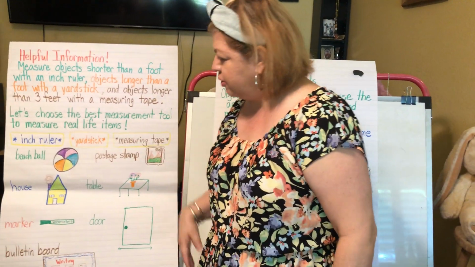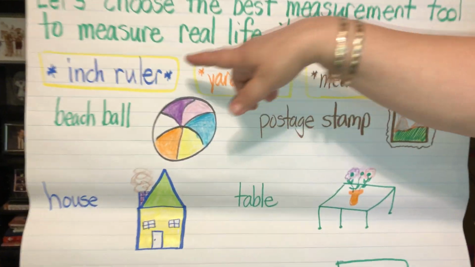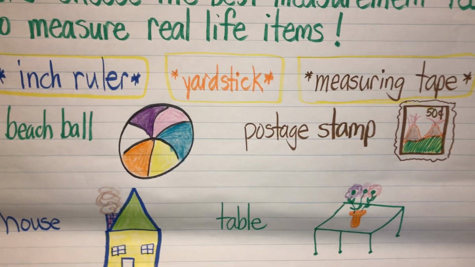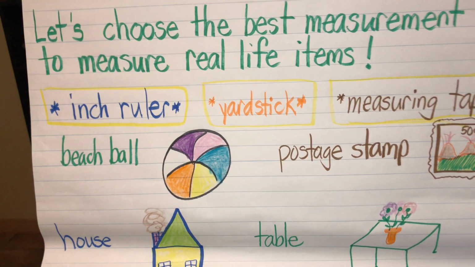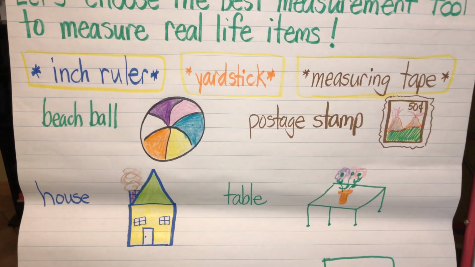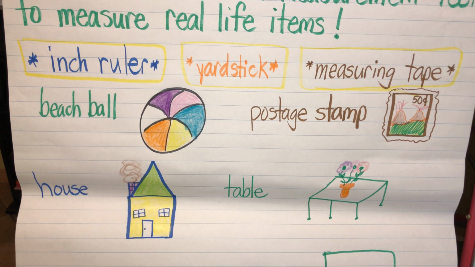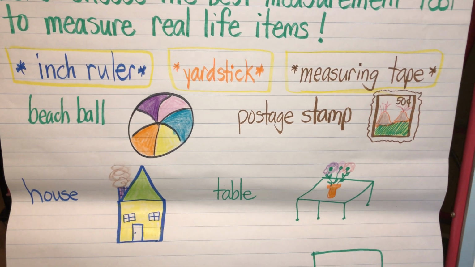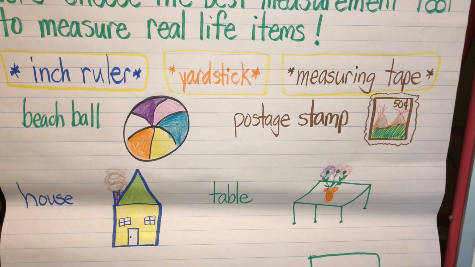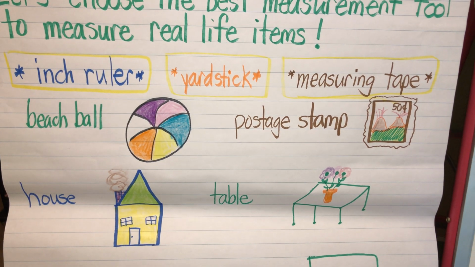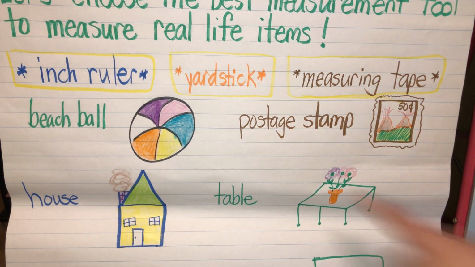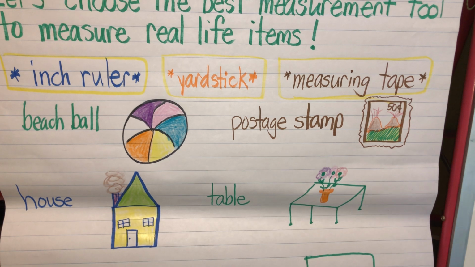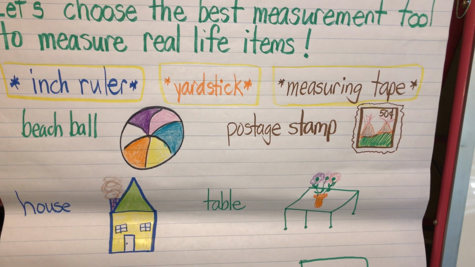Now, let's look at the bottom part of our poster here. So we have inch ruler to choose from, yardstick, and measuring tape or tape measure, whichever you prefer to call it. And we're going to think about the best measurement tool to choose to measure these real life objects. So real life objects, not the pictures there, but real life objects. So let's say I want to measure a beach ball. Think about that, boys and girls. What should I use to measure a beach ball?